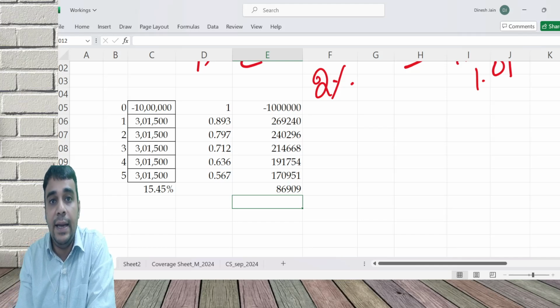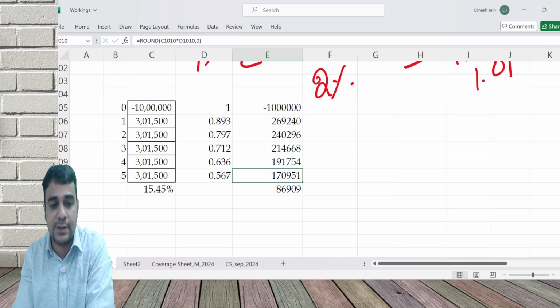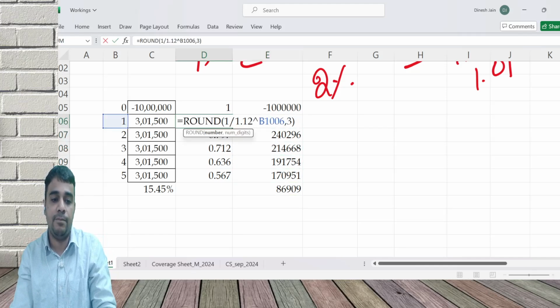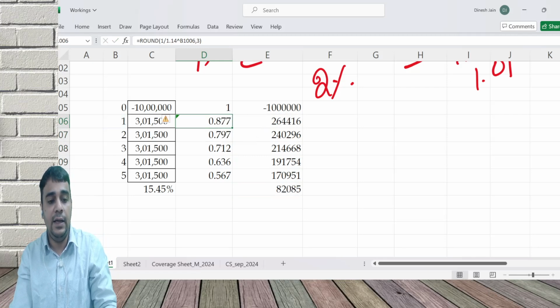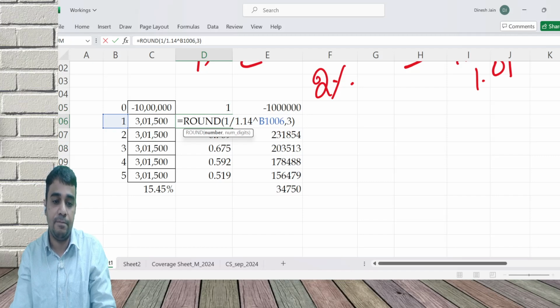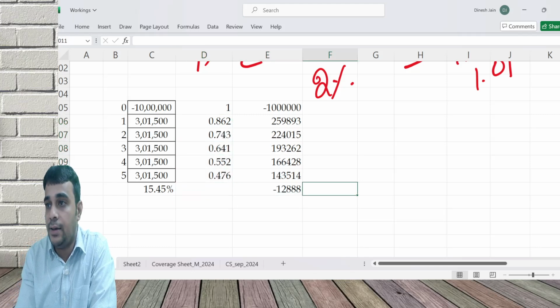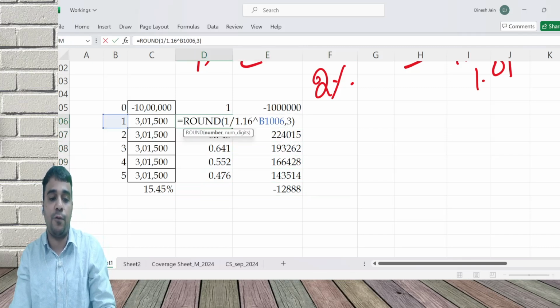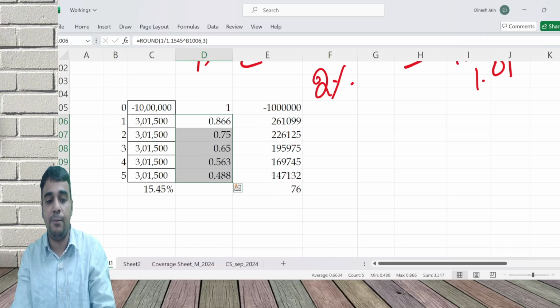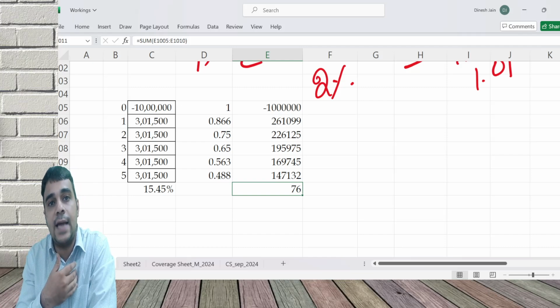Your answer changes to 86,000 at what rate? 12%. You got some answer at 8%. Now, instead of 12, I'll make it 14. If I do 14, I'm still generating positive. Let me make it 16. If I make it 16, I'm generating what? Negative. Let me do 15.45. 1.1545. I'm getting 0. That 76 is a rounding off difference. We are getting exactly 0. Exact 0 is what I'm trying to find.